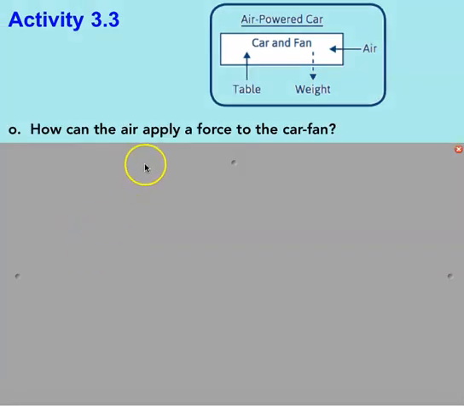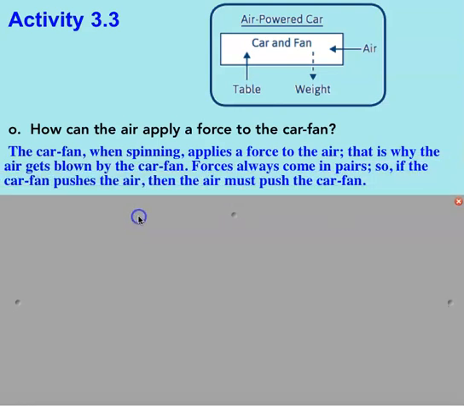So how can the air apply a force to the car fan? Well, the car fan, when spinning, applies a force to the air. That is why the air gets blown by the car fan. If you put the fan up to your face, you could feel it blow air out. But now forces always come in pairs. So if that fan that's connected to the car is pushing outward, it's applying a force in that direction, but the car goes in the opposite direction. So think of the other pair, the air pushing back.